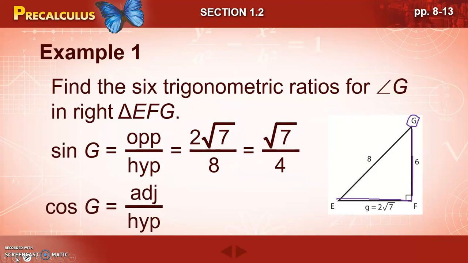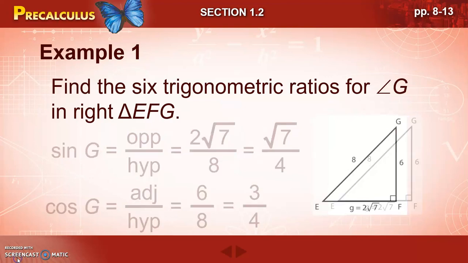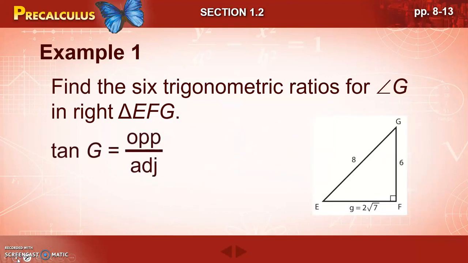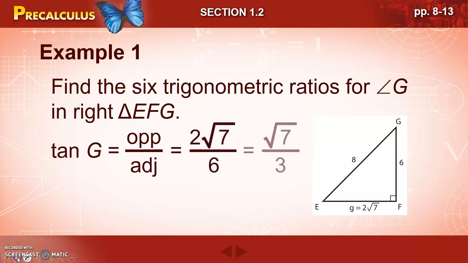Let's go ahead and find our cosine. Our cosine is adjacent over hypotenuse. See if you can write the values that you need for adjacent over hypotenuse. Our adjacent side is 6, our hypotenuse is 8, and that simplifies down to 3/4. Great job. All right, our tangent is opposite over adjacent. See if you can find the values there. We know our opposite side is 2 root 7 and our adjacent side is 6. That's going to simplify down to root 7 over 3.